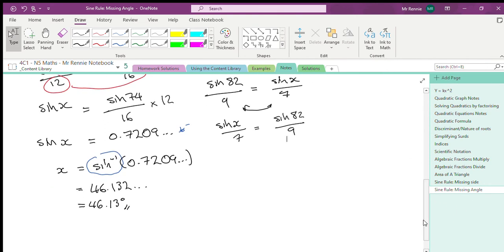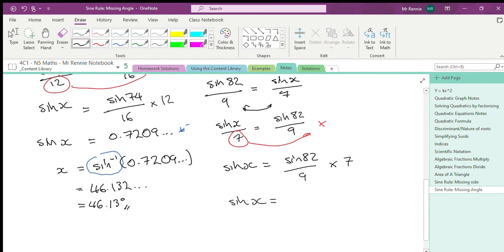Okay, so again we're going to bring that 7 over. That 7 I want to get on the other side because I want to just work out X on its own, and it's going to multiply on that side. So it's going to be sine of X equals sine of 82 divided by 9, then I'm going to times my answer by 7. And if I do that, I'm going to get my answer to this bit first. So sine of X will end up being 0.7702, dot dot dot. Don't round that, I'm going to use that.